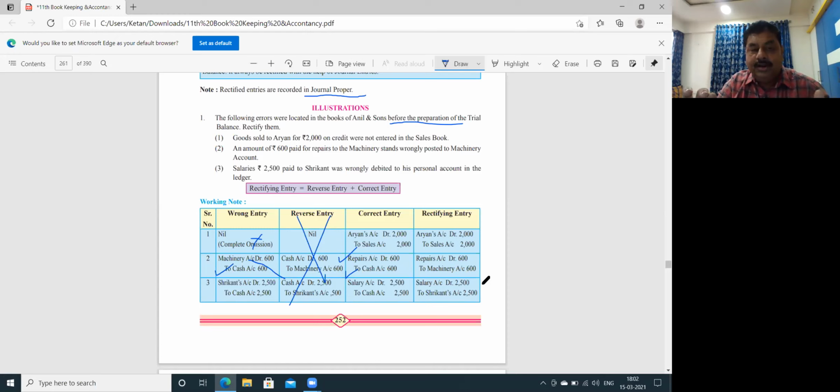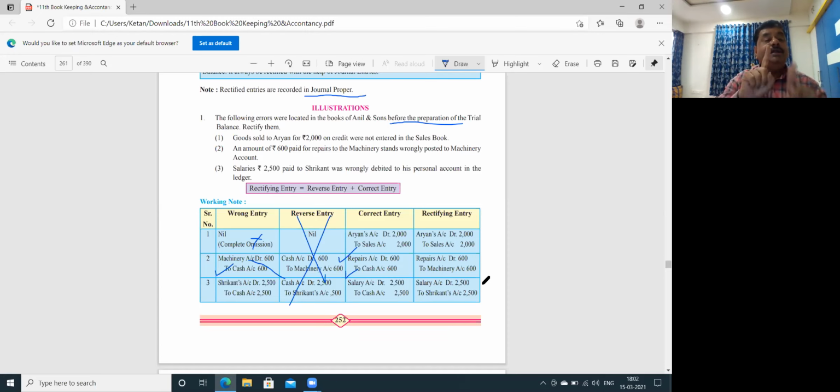Cash is common. Now concentrate on repairs and machinery. Repairs account should be debited correctly. And machinery wrongly debited, credit it.